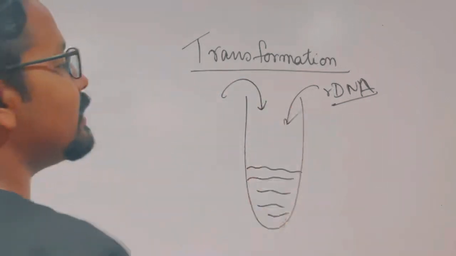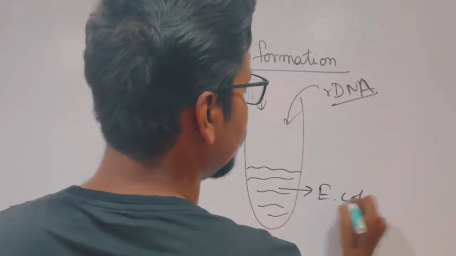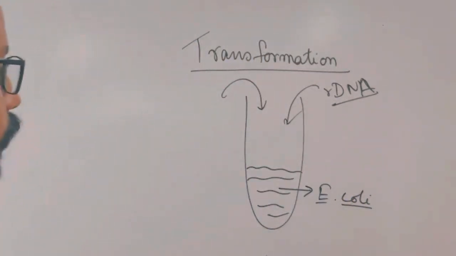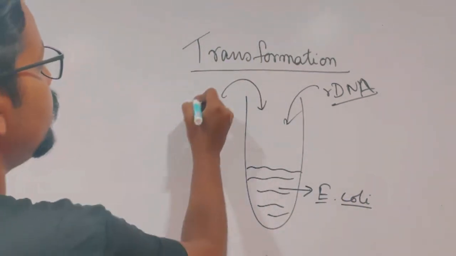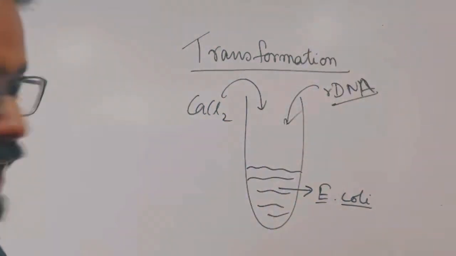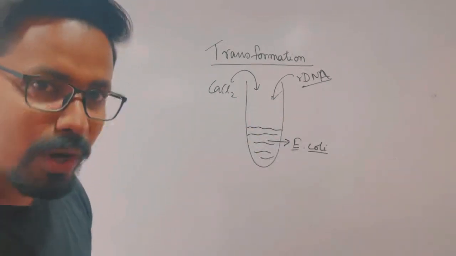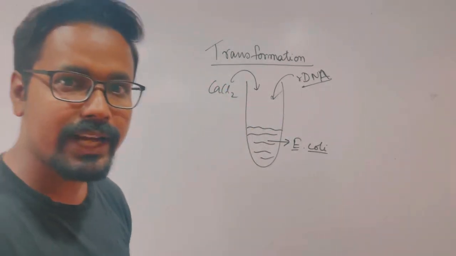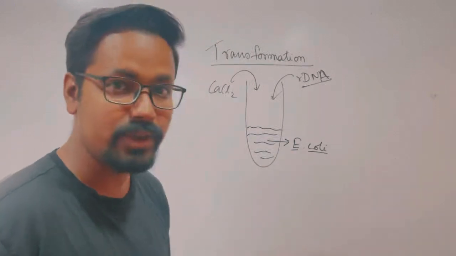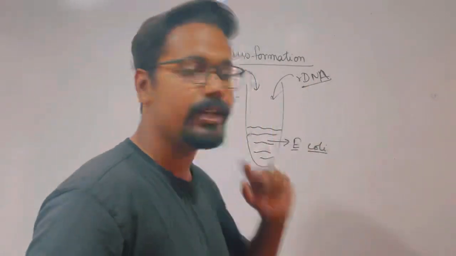Along with it, we will add some chemicals. For example, if we have E. coli, Escherichia coli, the process that we use is calcium chloride. When calcium chloride and recombinant DNA along with our E. coli are added in this mixture, what happens? The calcium chloride will urge the E. coli, it will induce the E. coli to take up the recombinant DNA.